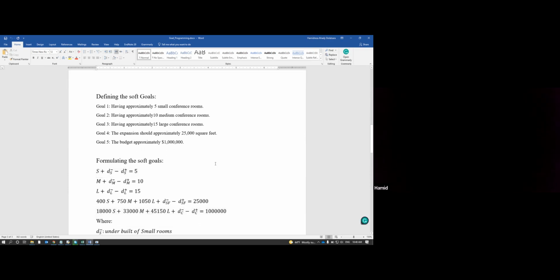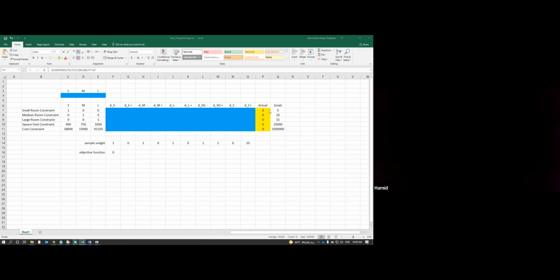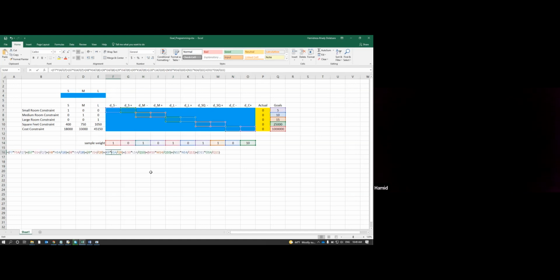So the yellow cells are the formula on the left side for each goal: small, medium, area, and budget. And these numbers, 5, 10, 15, 25,000, 1 million, are the right-hand side as the goal values. Also, I put some arbitrary weights. I just randomly put some weights to see what happens. So you can just pick any weight that you like. Here, I didn't know what weight I should put, so I just randomly put numbers. But again, if you don't have any idea, maybe you just put 1 for all of them. This is my objective function.